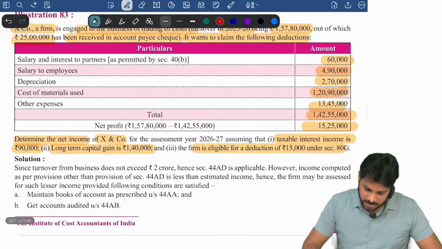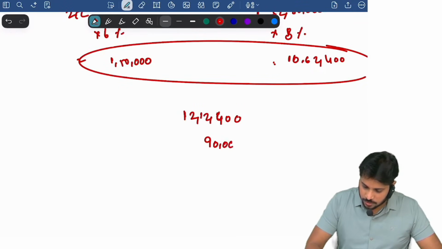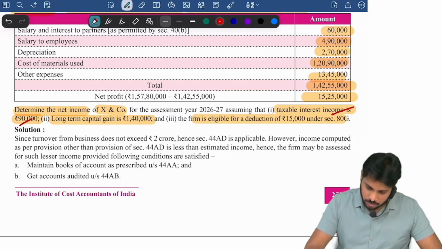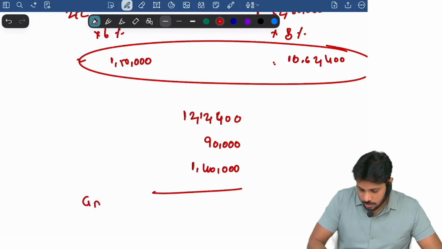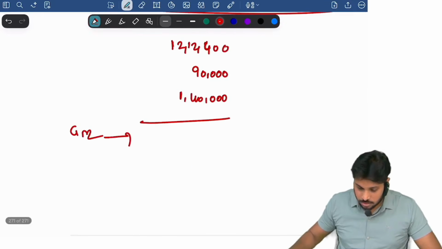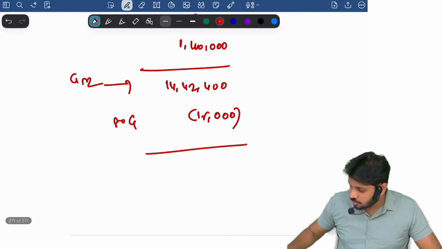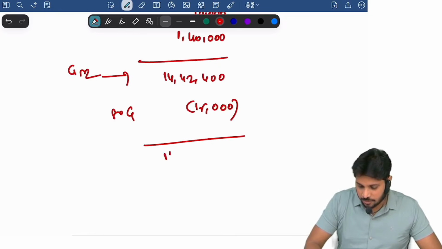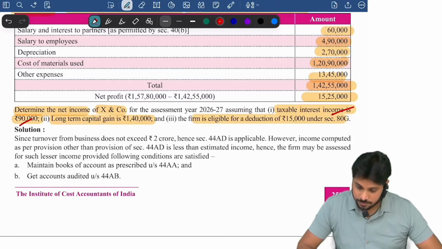Now, what is the other income? Interest amount how much? 90,000. Long-term capital gain how much? 1 lakh 40,000. Yes or no? Am I right? Gross total income how much? 14 lakh 42,400. 80G deduction how much? 15,000 they gave. Yes or no? So what is the income of the firm? 14 lakh 27,400. That's it.